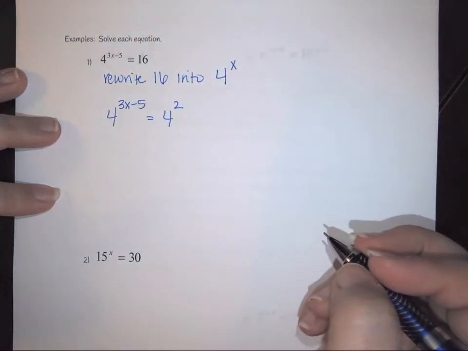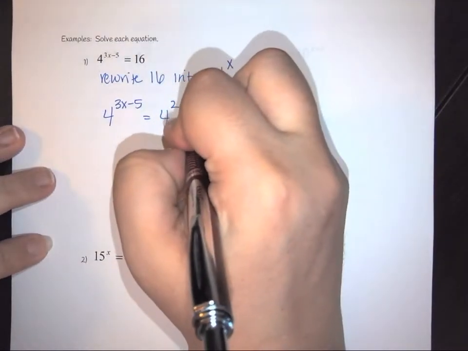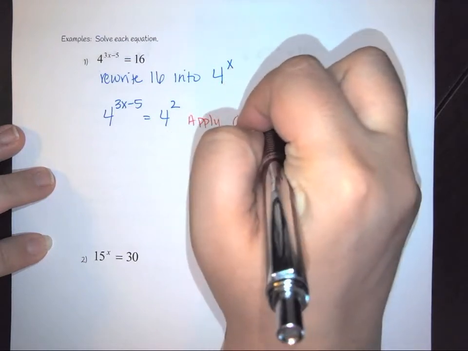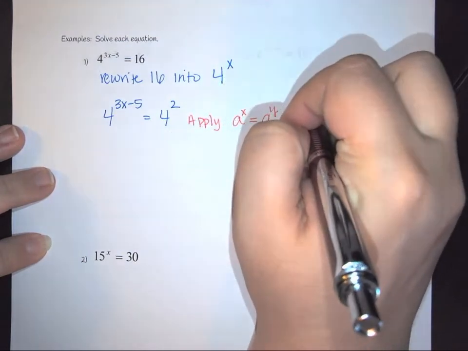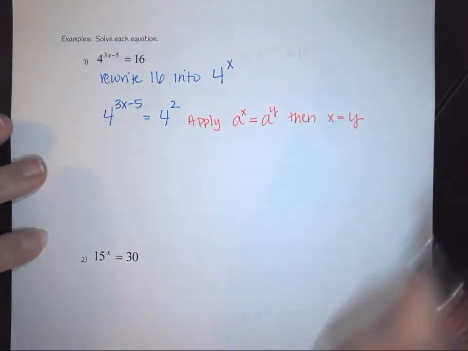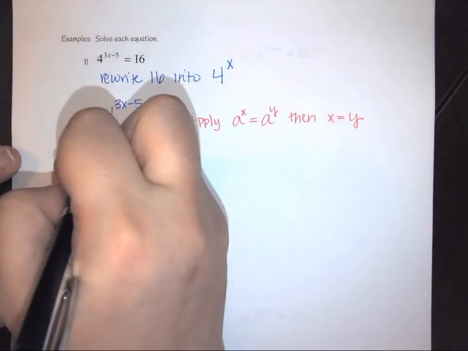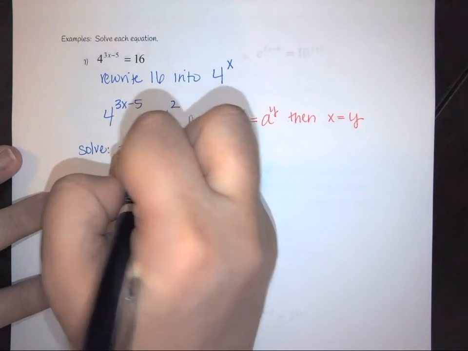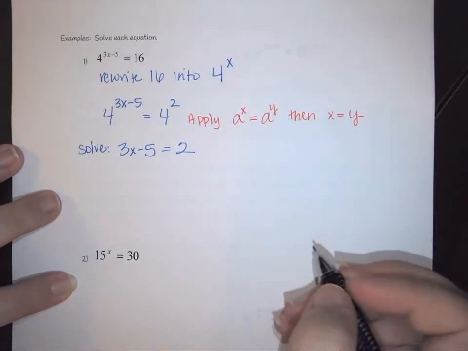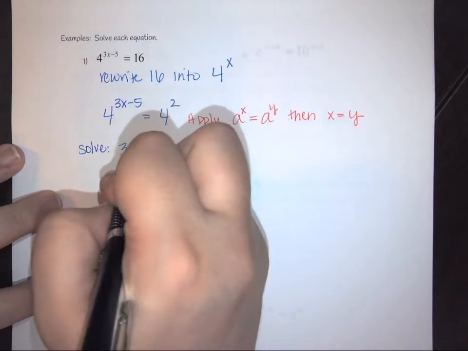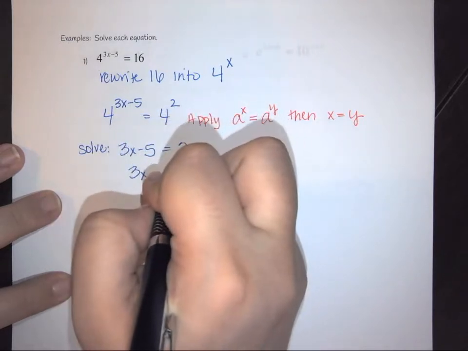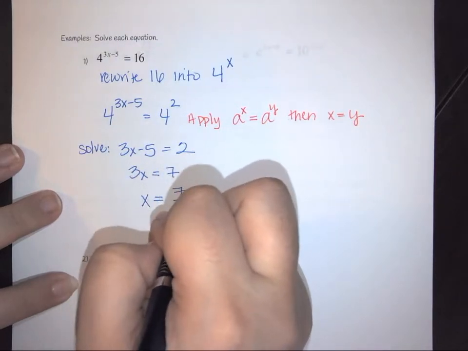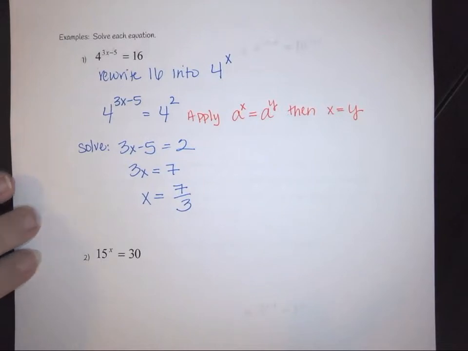Therefore, I can apply the rule. So we're going to apply that if a to the x equals a to the y, then x equals y. So this is the rule we're going to apply, which says we can solve 3x minus 5 equals 2 and find x. So here we need to add 5 to both sides, so 3x equals 7. Divide everything by 3, x equals 7/3.